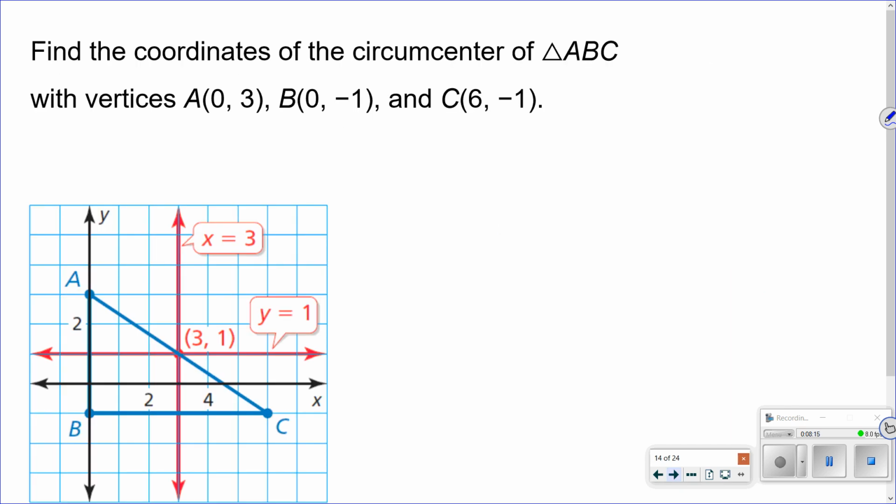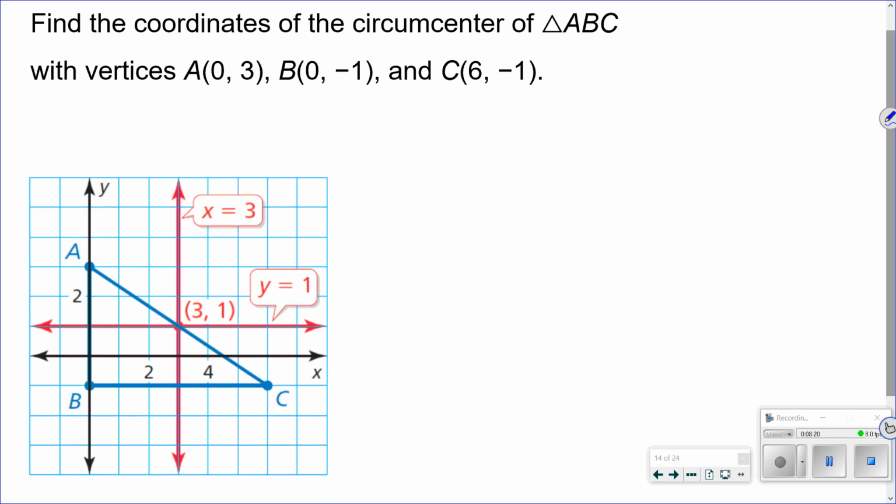This one says, find the coordinates of the circumcenter of triangle ABC with vertices A(0, 3), B(0, -1), and C(6, -1). If they have the picture for you, it's not bad. All you're going to do is construct, actually they already did it for you here. My apologies. But let me just go through this. Here's point A and there's point B, this is the midpoint. So that bisects this side AB. And you have to draw the line that's perpendicular. Because it's vertical, it would be a horizontal line going that way.